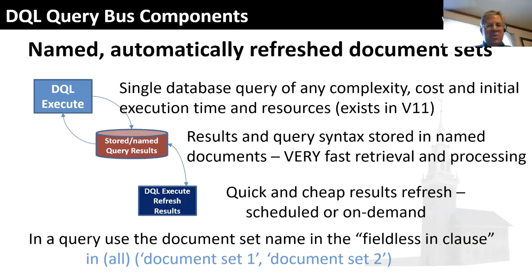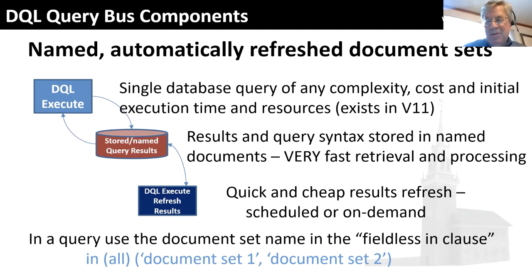Okay, so let's take this apart a bit. Let's say this is a single database, the version 10, version 11 DQL. What we're going to do is store the results in query syntax in a very fast retrieval mechanism, using that ID table store with a query, and it's refreshable. The bottom dark blue is a cheap refresh. It does either scheduled or as you open it, whatever we decide.